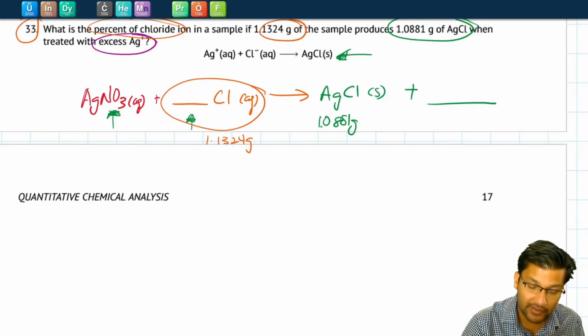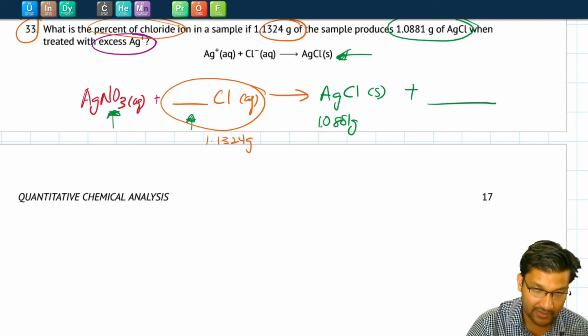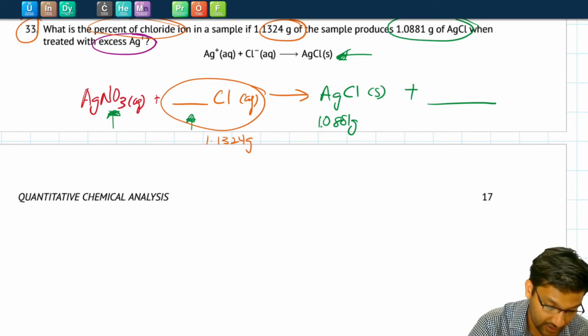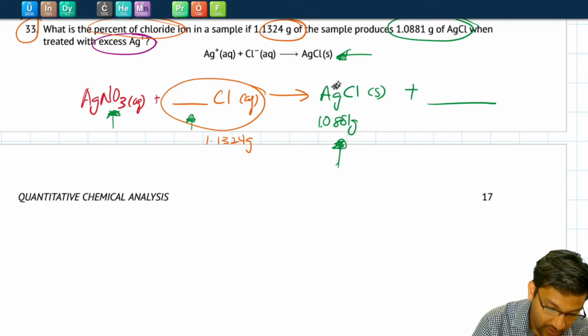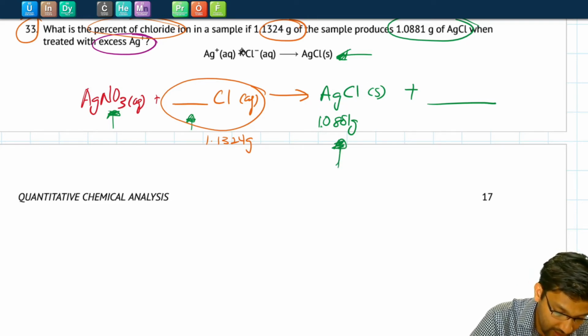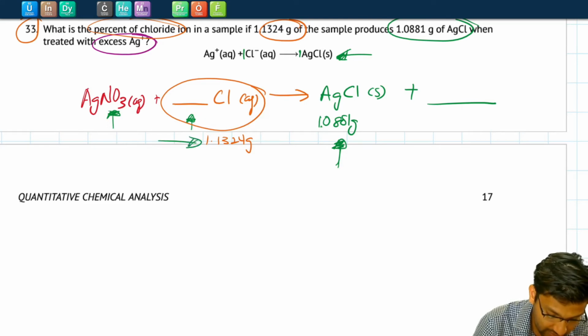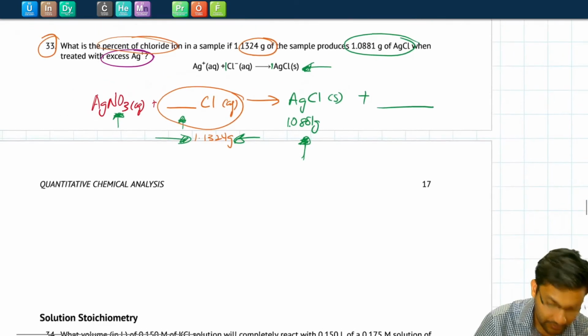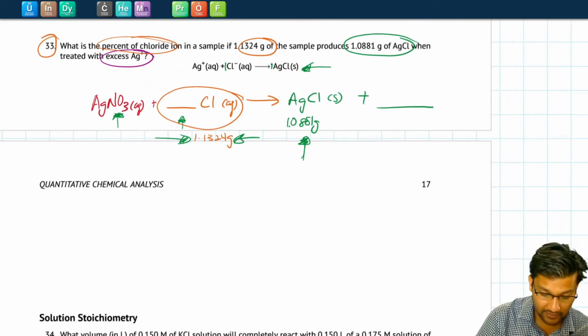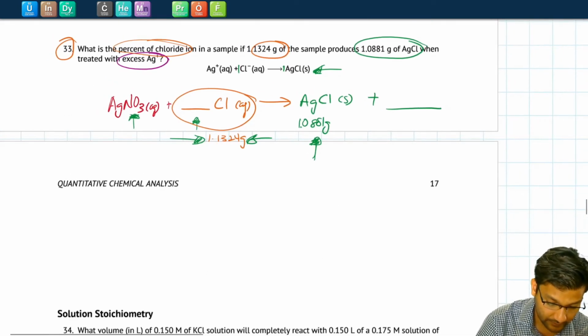Okay, so this is, if you think about it, the opposite of a theoretical yield calculation. Here we have the amount of product we have. We know that for every 1 mole of silver chloride there will be 1 mole of chloride. So we could use that to find the moles of chloride and then the mass of chloride. And then if we know the mass of chloride and the mass of the whole compound, which is right here, we can find the percent of chloride in that compound. So pause the video again and try to figure that out based off of that explanation.